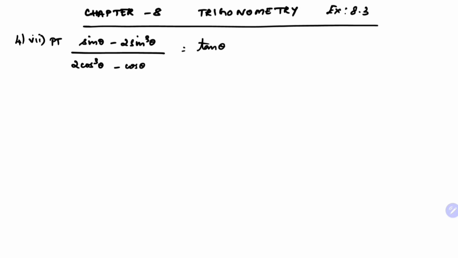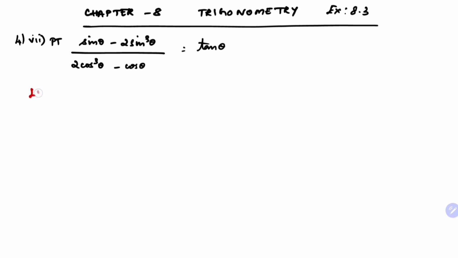Hello guys, in this video let us see two questions from exercise 8.3, chapter 8 trigonometry. First question is the seventh subdivision of fourth question. The question is: prove that (sin theta minus 2 sin cube theta) divided by (2 cos cube theta minus cos theta) is equal to tan theta.